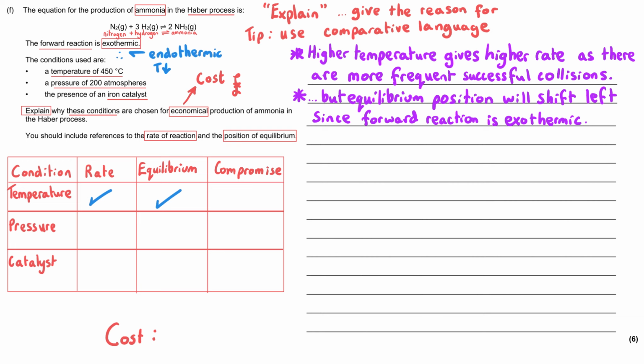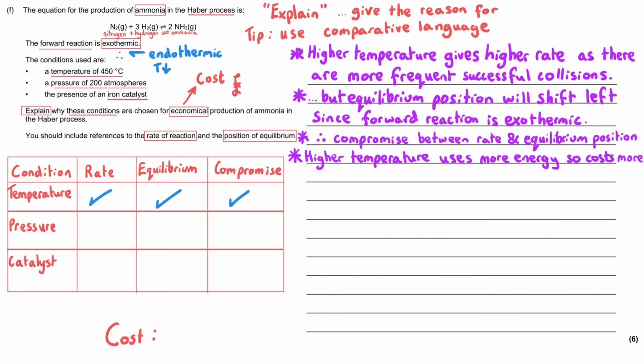And then in terms of a compromise, we're talking about this being a compromise between the rate of reaction and the position of equilibrium. Additionally, if we're trying to reach higher temperatures, that will use more energy, and so therefore that will increase costs. And so you could also say that the temperature that we choose is a compromise between the rate of reaction and cost. So we've said more than enough about temperature there. Let's move on to pressure.